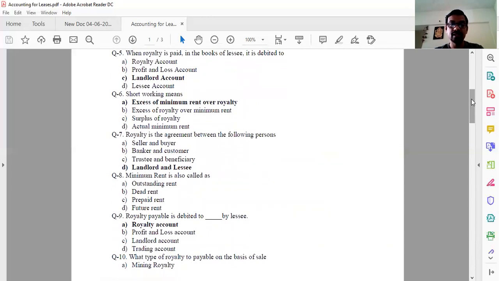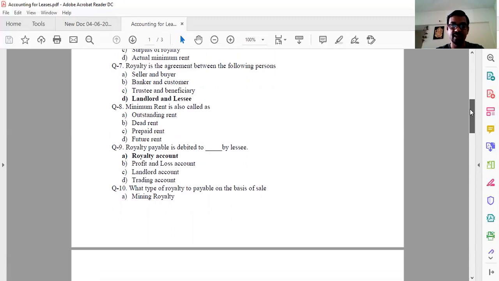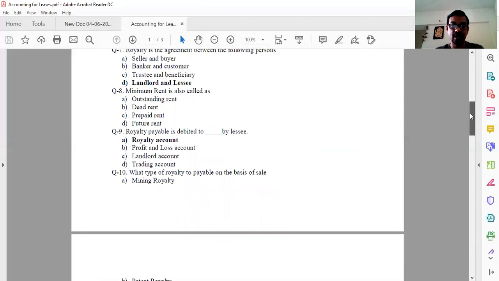Then royalty is the agreement between the following persons: seller and buyer, banker and customer, trustee and beneficiary, landlord and lessee. The right answer is the landlord and lessee. Minimum rent is also called as outstanding rent, dead rent, prepaid rent, or future rent. The right answer is dead rent. Royalty payable is debited to dash by lessee: royalty account, profit and loss account, landlord account, or trading account. The right answer is royalty account.